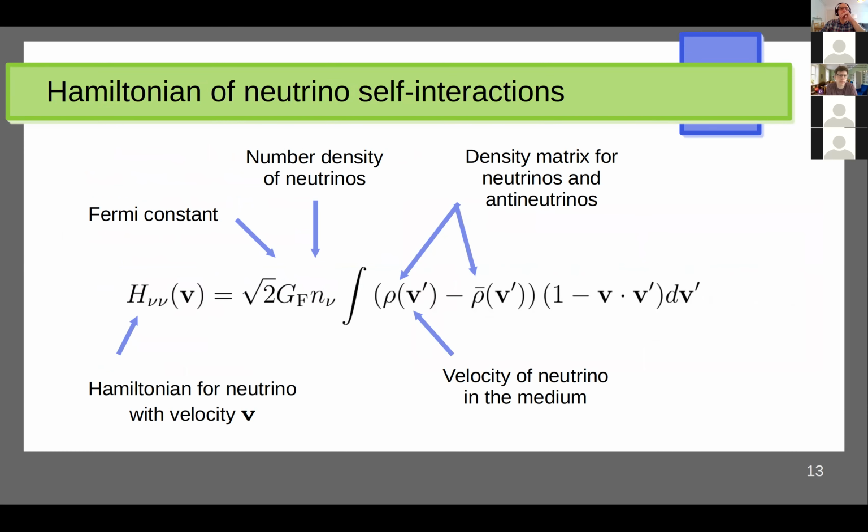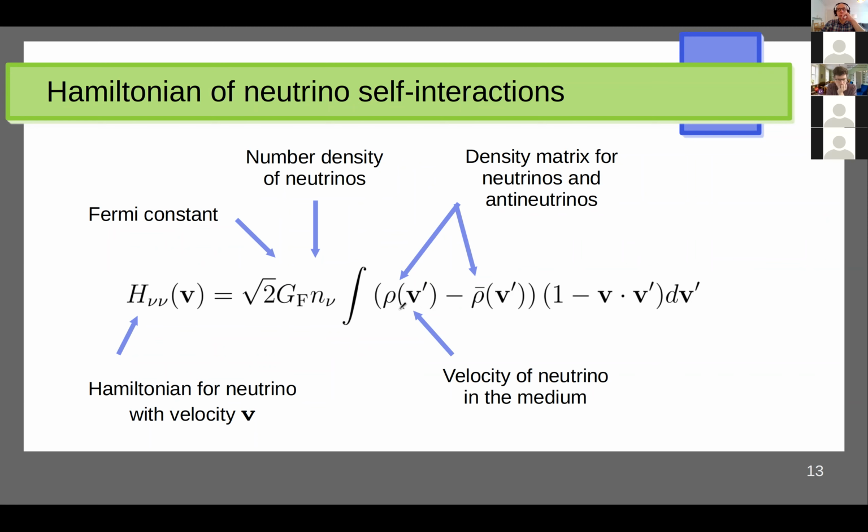Now, a similar thing happens when a neutrino approaches a medium made up of other neutrinos. And the phenomenology associated with it is far more interesting. But unlike the Hamiltonian for matter effect, you will see that the Hamiltonian contains the density matrix for neutrinos. This is the density matrix for neutrinos in the medium. And the density matrix can, in principle, have off-diagonal terms.